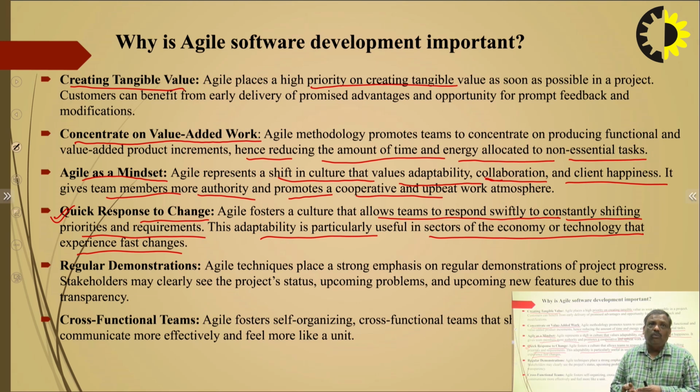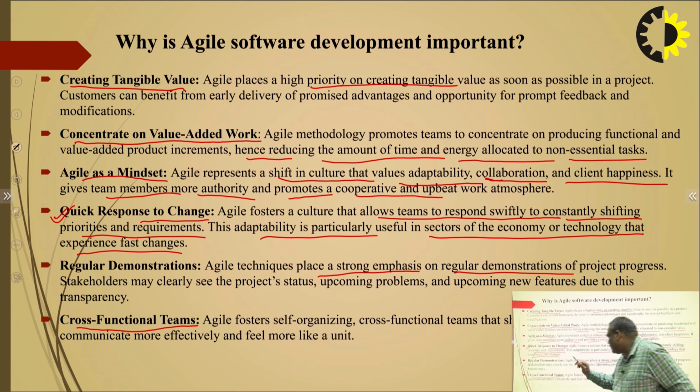Regular demonstration means that when we complete a phase, we set a meeting with the client and give a demo. We can also have testers test it and give feedback, and we can show it to all the stakeholders too. So the Agile technique places strong emphasis on regular demonstration of project progress. When this part is completed in this time, all the stakeholders can easily see the progress of the project.